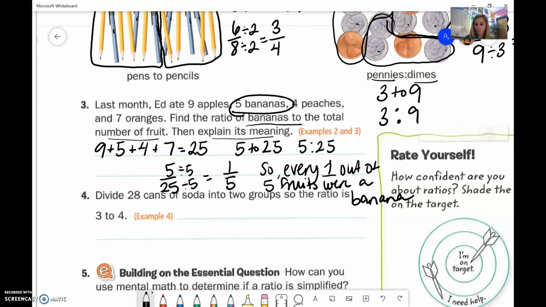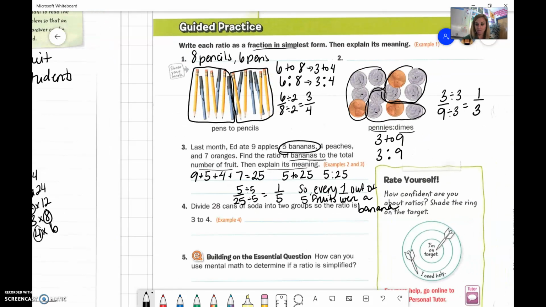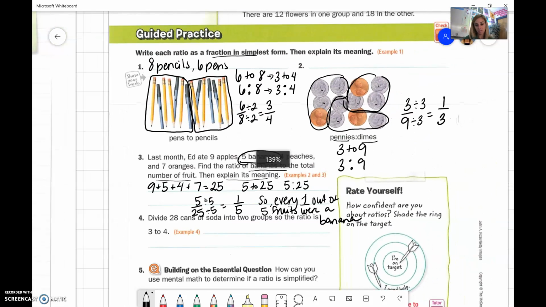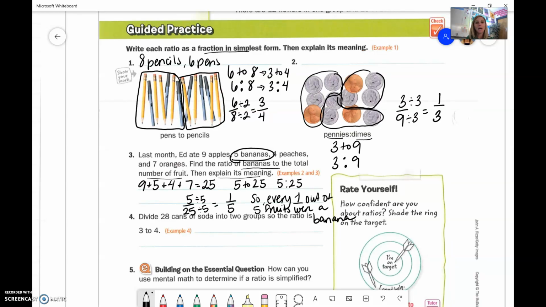Okay, we are going to stop there, because I think that this gives you a good idea of some extra practice problems that you could be doing and seeing.